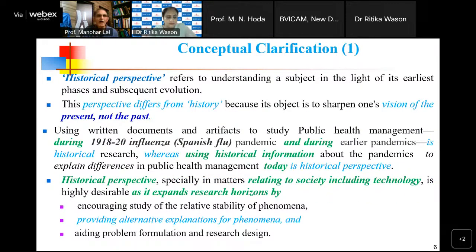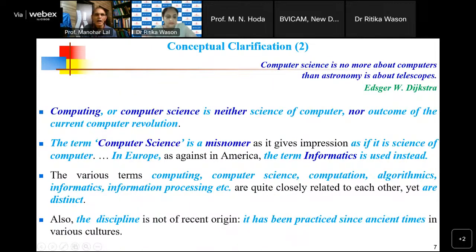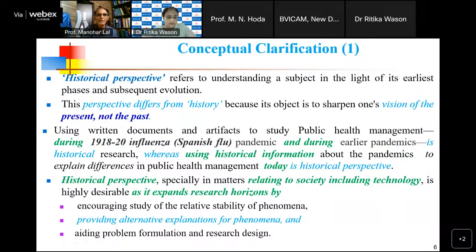Friends, historical perspective: what is the difference between history and historical perspective? I'll just explain now. Historical perspective refers to a subject in its phases and subsequent development. The perspective differs from history because its object is to sharpen one's vision of the present, not the past. History considers the past only, whereas the historical perspective is for the purpose of the present, to improve the present.